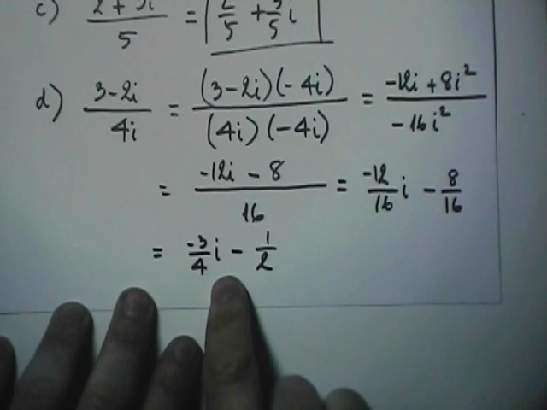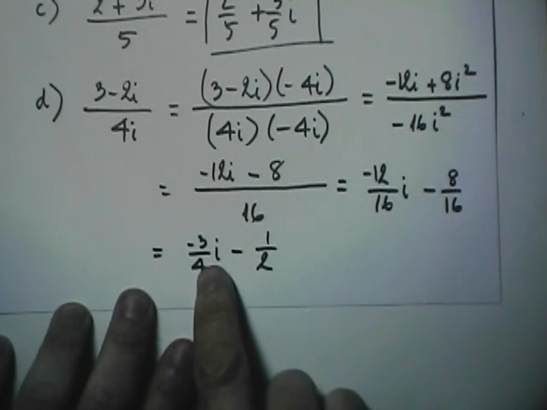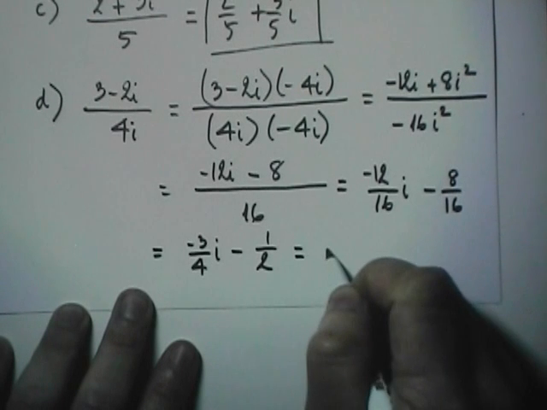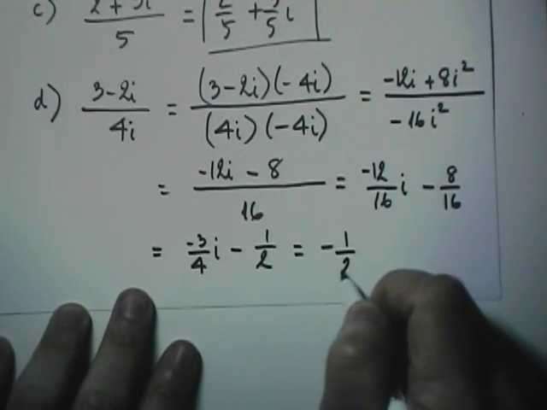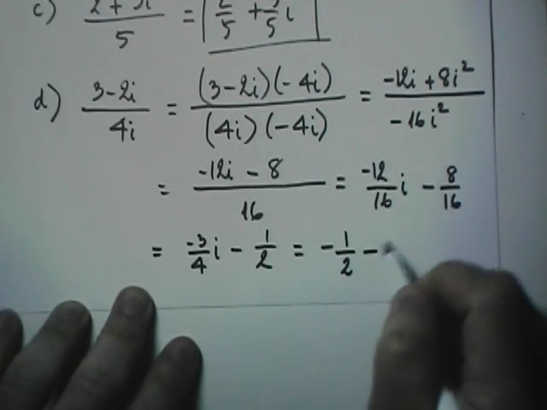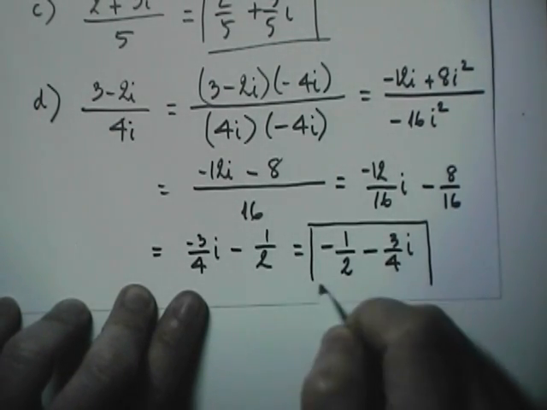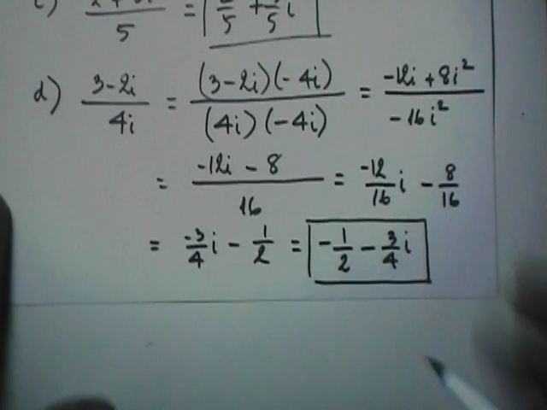I'm not happy with this form because my i term is in front, so I would like to bring that to the back. So I need to turn it into the standard convention: minus 1/2 minus 3/4 i. And that's how I have just divided my complex numbers.